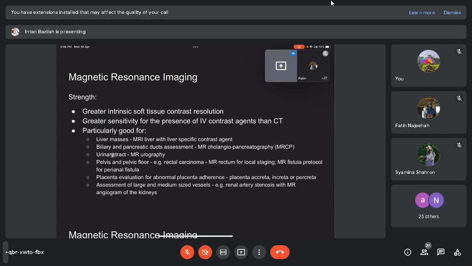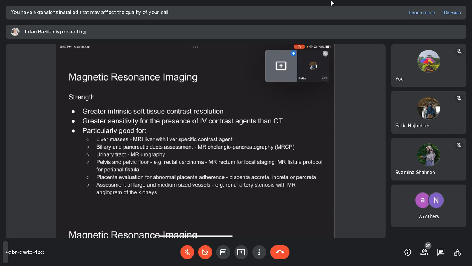Next is biliary and pancreatic duct assessment, MRCP. It is sort of like ERCP, in which you do a GDS and scope the patient to look at the biliary tree. But for MRCP, you don't have to scope the patient, and it will highlight the biliary tree for you. Of course, the disadvantage of MRCP is that the resolution is not so good. You still need some clues, some clinical assessment before we do MRCP.